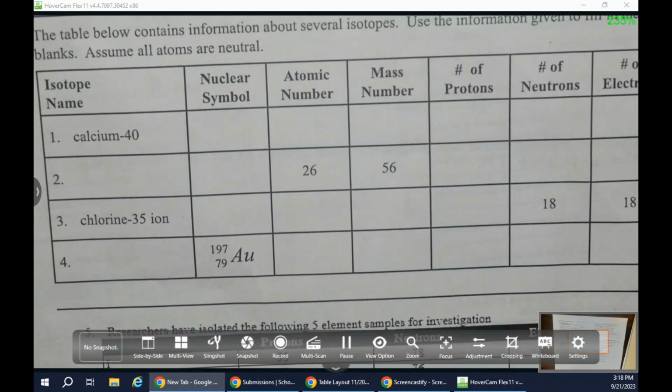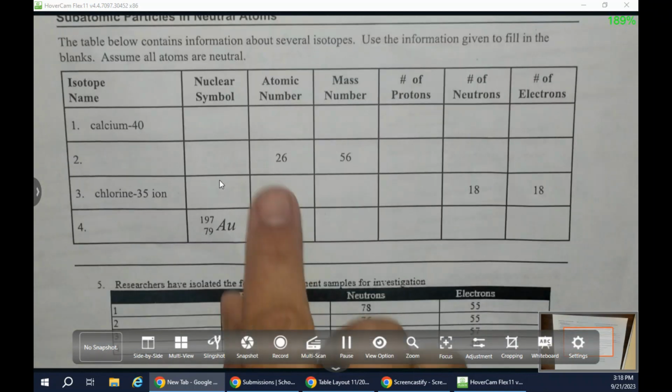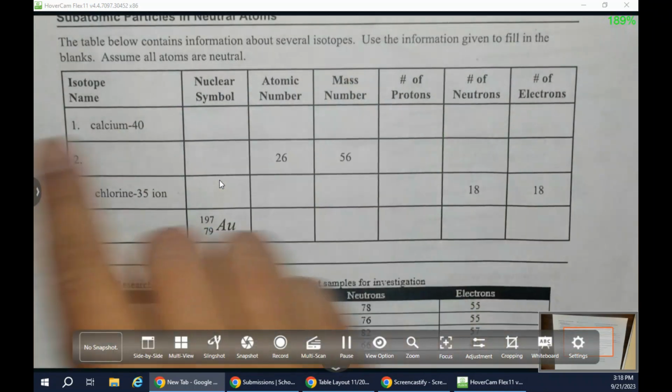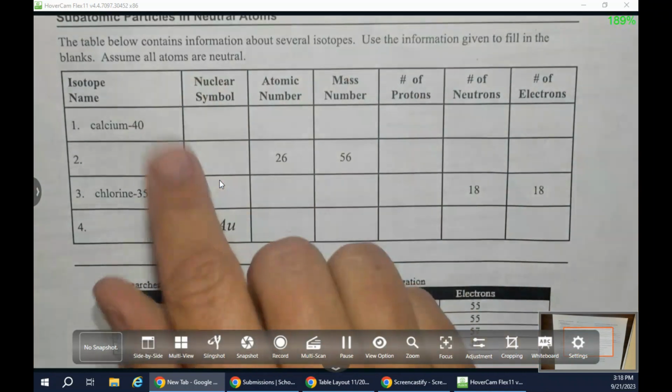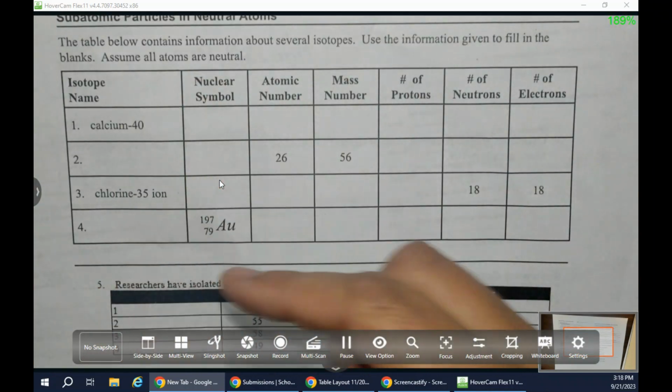Okay, so like I said, this is what the table is going to look like, so you can see all of the titles across the top. You're still thinking the same exact thing, all right? So that's what you guys are going to get tomorrow.